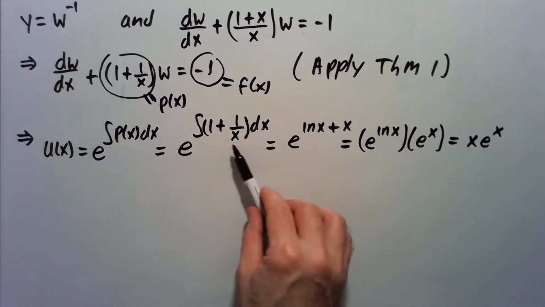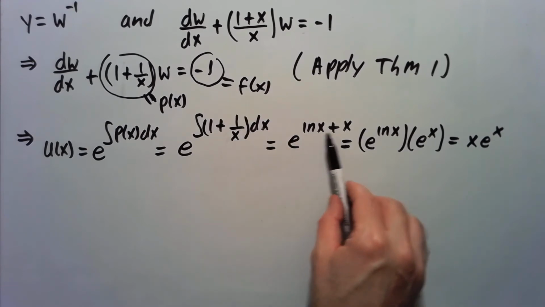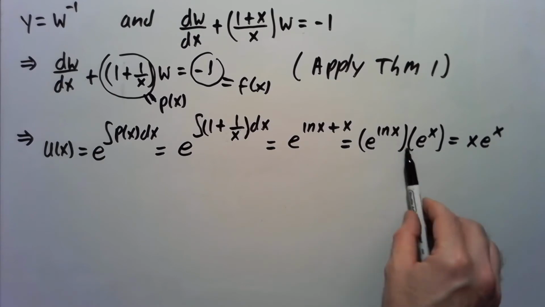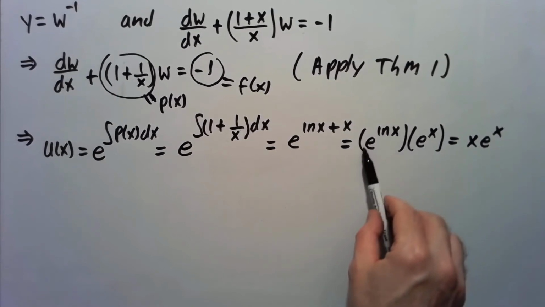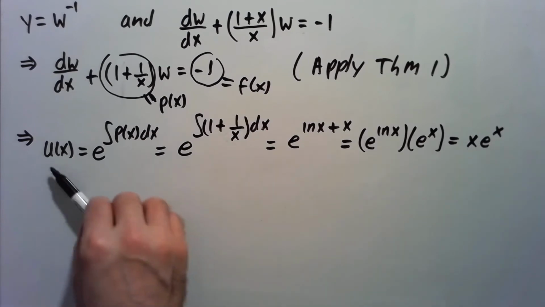Okay, so again, the integral of 1 is x. Integral of 1 over x is ln. So breaking up like this, I've broken up as e to the ln of x times e to the x. This is just x because the ln and e cancel. So it just becomes x, e to the x is my u of x.